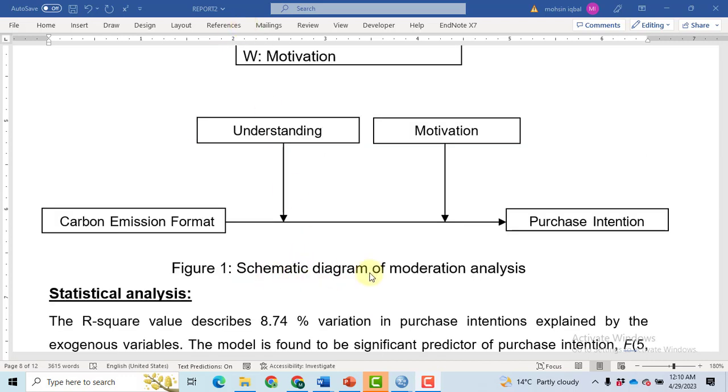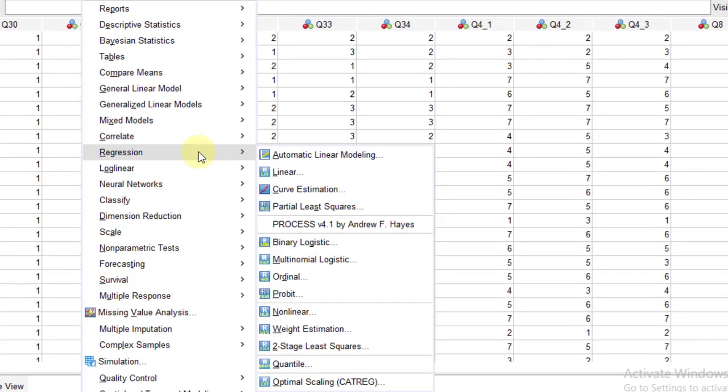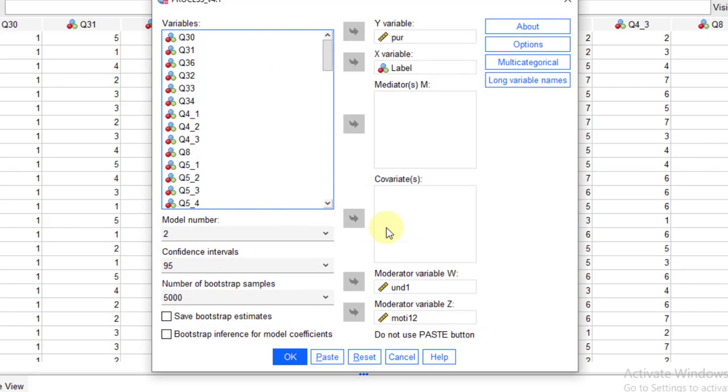Figure 1 depicts the conceptual design in which the two moderators are affecting the relationship of carbon emission format and purchase intention. The analysis is performed in SPSS. So go to Analyze, then Regression, PROCESS 4.1 by Andrew F. Hayes. After that, we have to select our dependent variable. So the dependent variable is purchase.